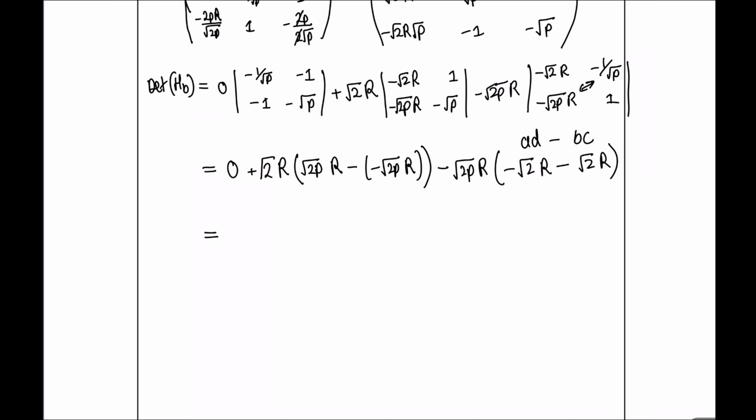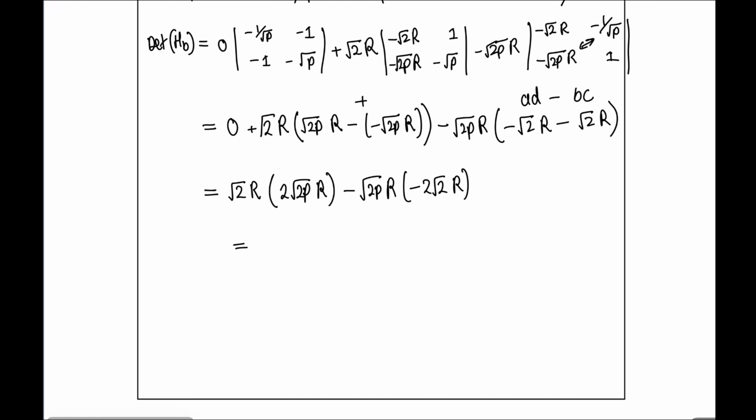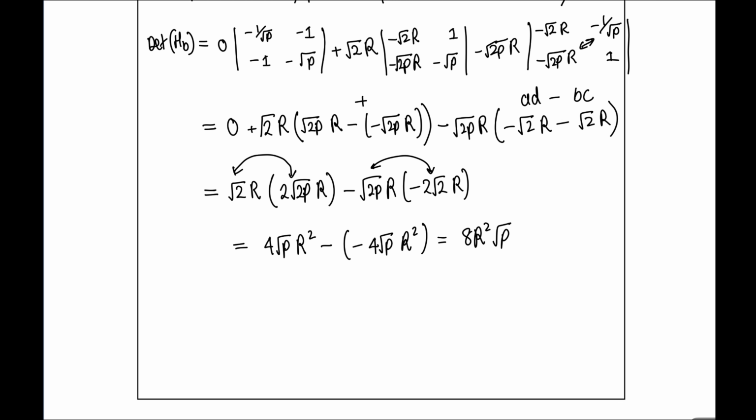If we now simplify this a bit more, we get root 2r brackets 2 root 2pr, because this ends up being plus, and then minus root 2pr minus 2 root 2r. And then this simplifies to 4 root p r squared, because when we do root 2 times root 2, we just get 2, and then 2 times 2 is 4. So 4 root p r squared minus the same thing happens over here. So minus 4 root p r squared. So we get 8 r squared root p as the determinant of this bordered Hessian.